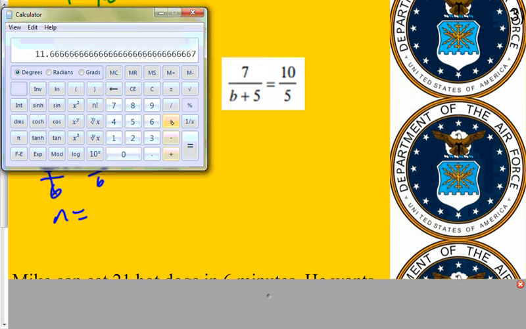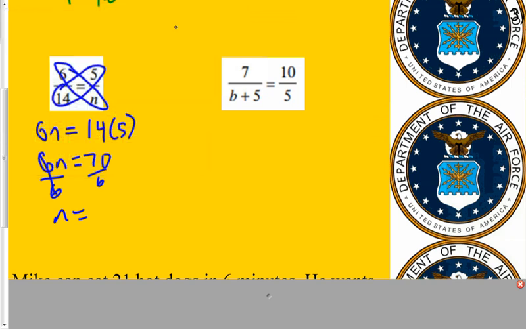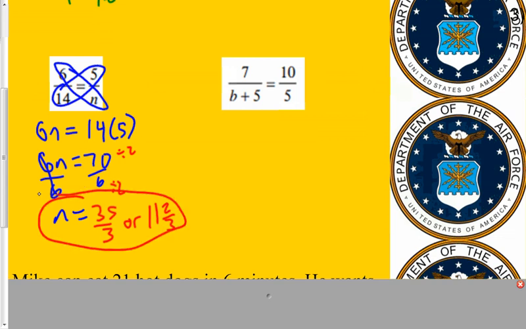I get 11.6 repeating. So you can write that, or you can reduce it as a fraction. 70 over 6, if you divide them both by 2, you get 35 over 3. That would be 11 and 2/3. So that would be our answer for n. Again, I couldn't do that in my head. I couldn't do that without figuring out that I could use the cross products property.